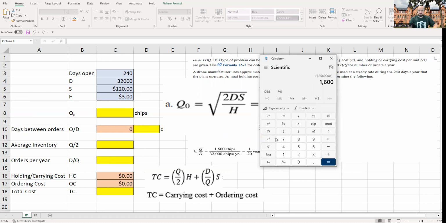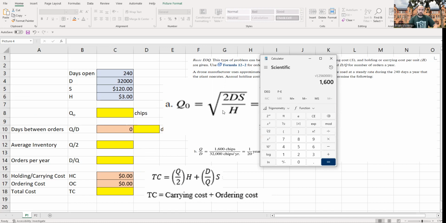We just hit that button and it finds it for us. The square root of that number is 1,600. So that would be your answer. That's the economic amount to order. We should order 1,600 every time we place an order. And then from there, we can figure out how many orders we place every year, how many days we go between orders, etc.